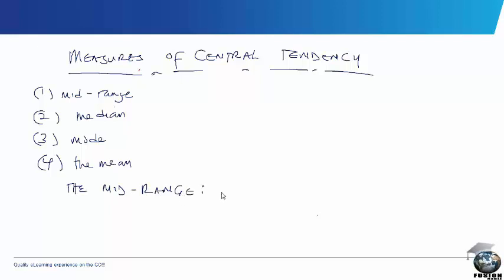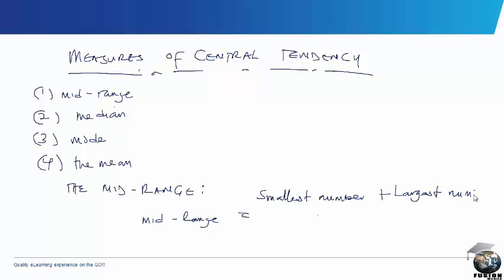It is the number halfway between the smallest and the largest observation. I will use a formula to define this. Mid-range is equal to the smallest number plus the largest number, divided by 2. When we say half, we mean 2.